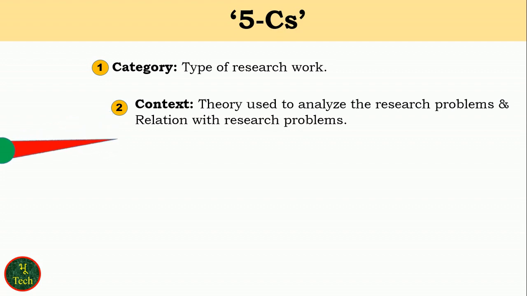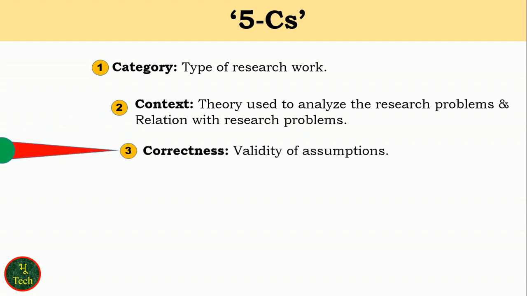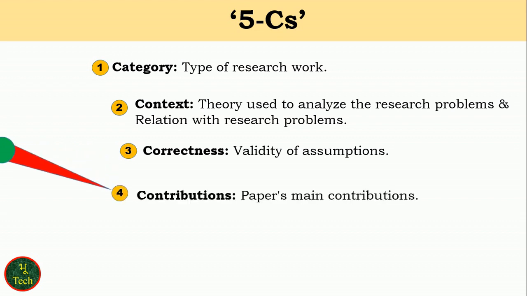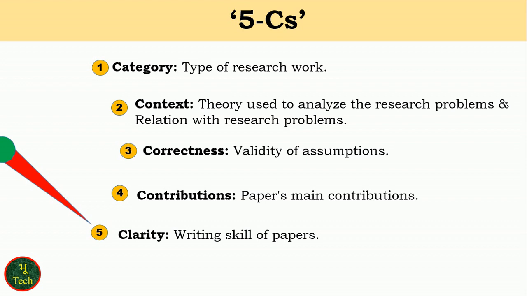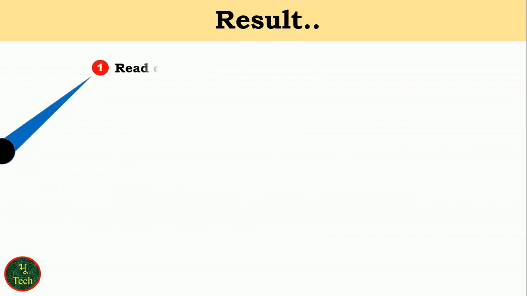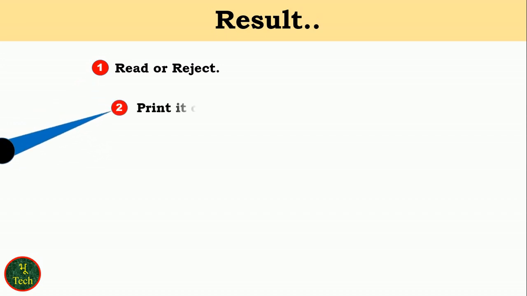And third C is for correctness, the validity of the assumptions. Fourth C is for contribution. What are the paper's main contributions? And fifth C is for clarity, the writing skills of the paper. Is the paper written well? By using the 5C concept, you may decide to read or reject the paper, and whether to take a printout or not.